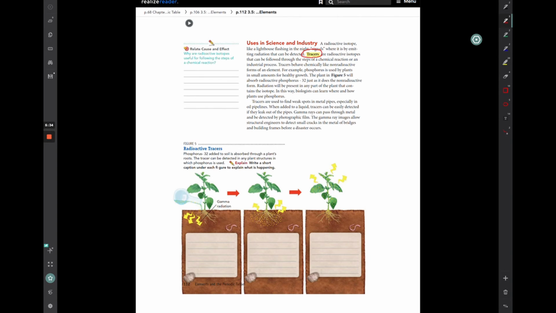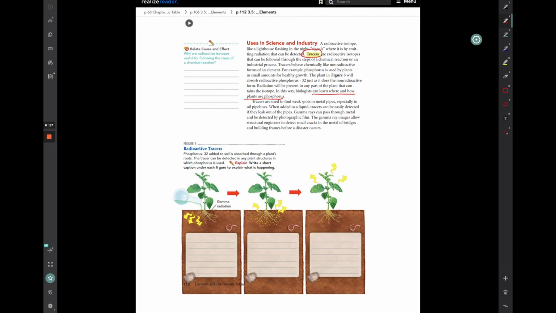In plants, obviously you're going to use non-radioactive forms of the element, but plants will take in phosphorus. So if they wanted to see how a plant is working, the plant would absorb the radioactive phosphorus just like it would the regular phosphorus that's in the ground. So the scientists can put this radiation in the ground, and they can follow those tracers as they go through the plant, and they can detect them, and that way they can learn where and how the plants are using the phosphorus in their processes.